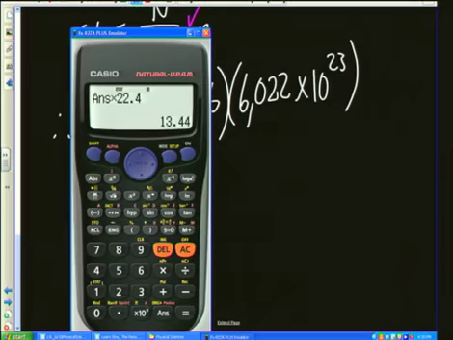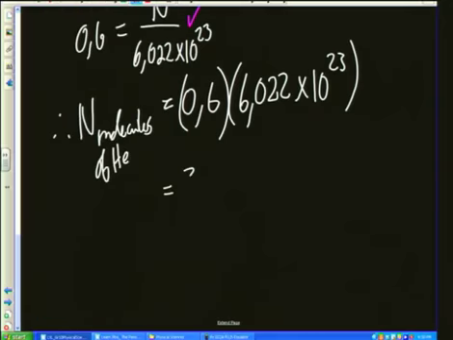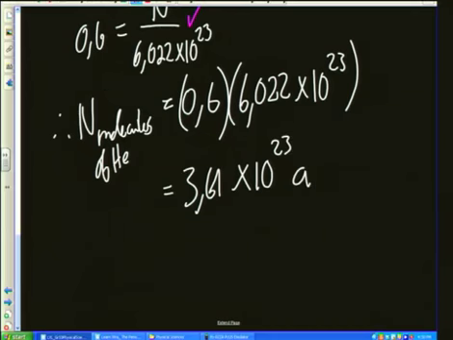Pull out the old calculator and let's clear that first of all. And we're going to say 0,6 times 6,022 exponent 23. And there we've got the power, and we get the answer of 3,6132 times 10 to the 23. Now, we only need to write to 2 decimal places, so I'm going to write 3,61 times 10 to the 23 atoms or molecules, but because the question asked me for molecules, I'm going to write down molecules of helium.